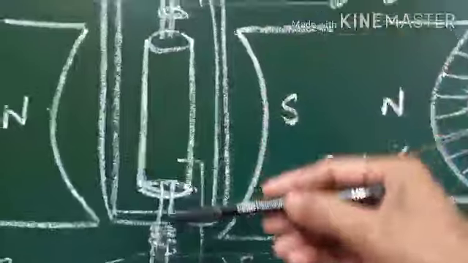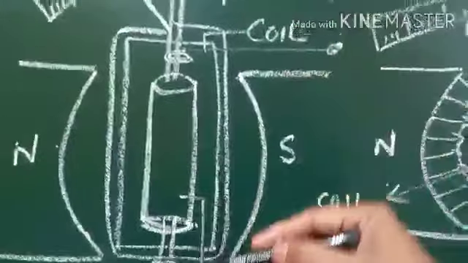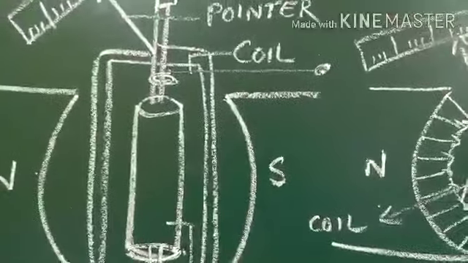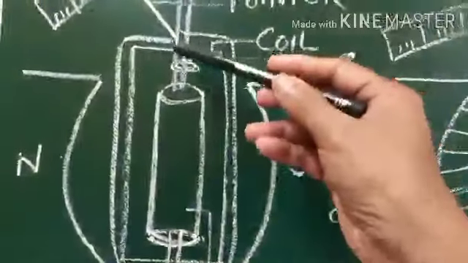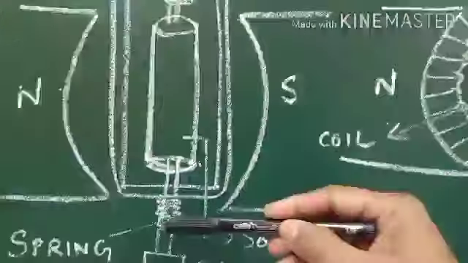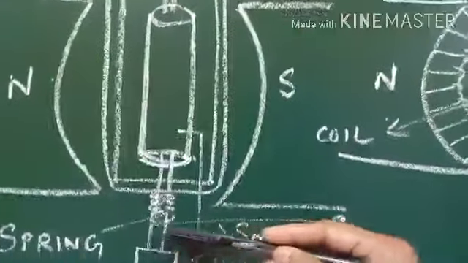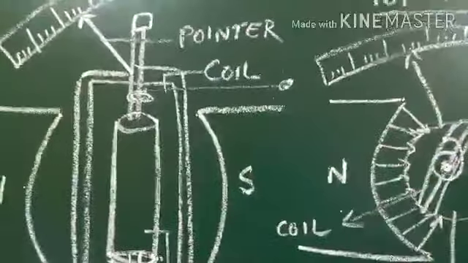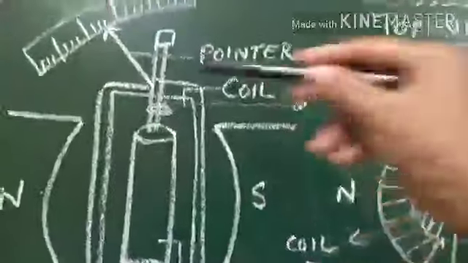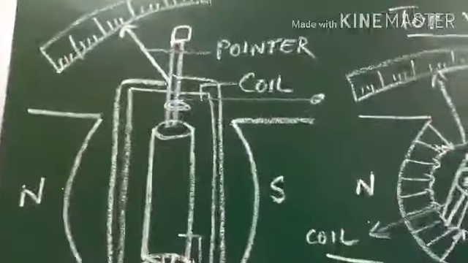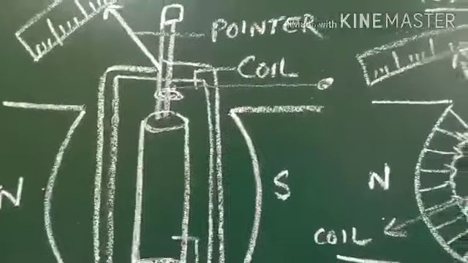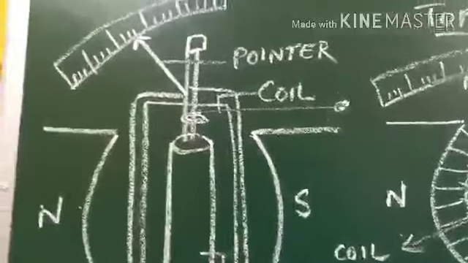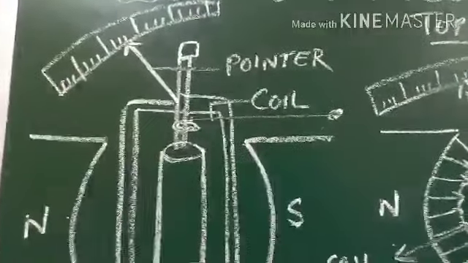See, the two springs are there. One end is connected to the two ends of the coil, and the other, outer ends are connected to two screws. With the help of these two screws, we will be connecting the galvanometer to the external circuit. And these springs provide the restoring torque, which we will discuss in detail under the theory part.